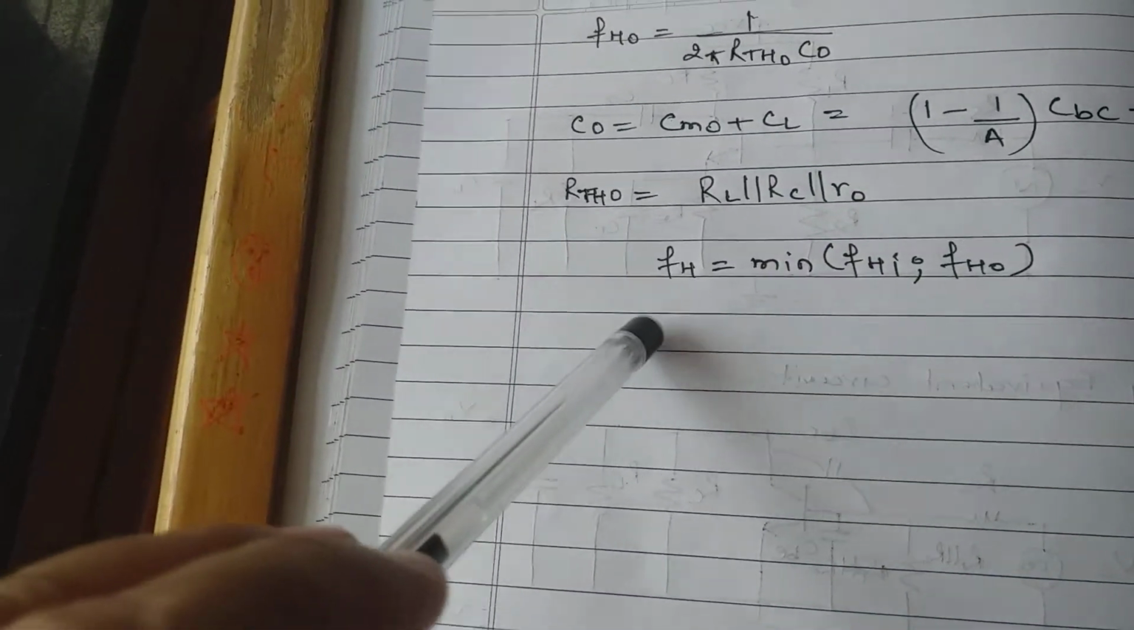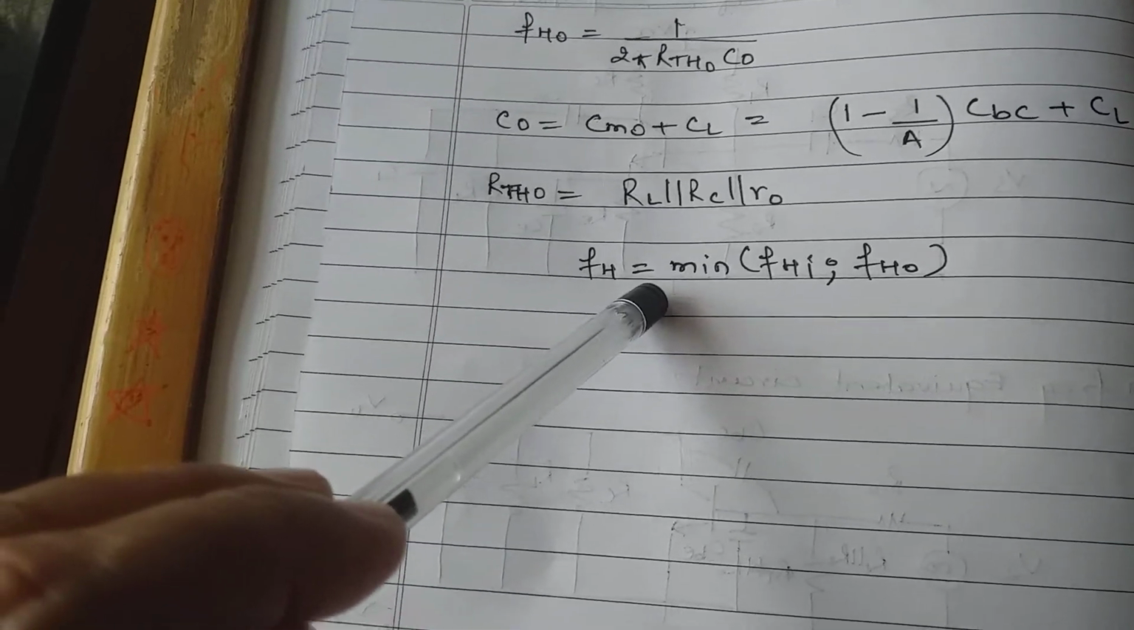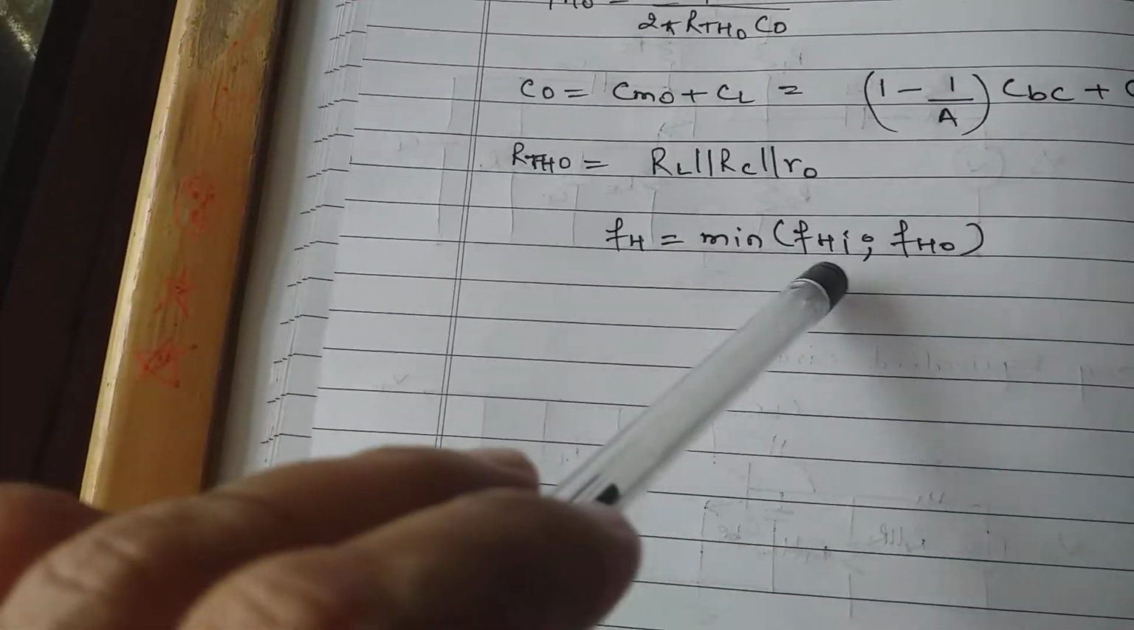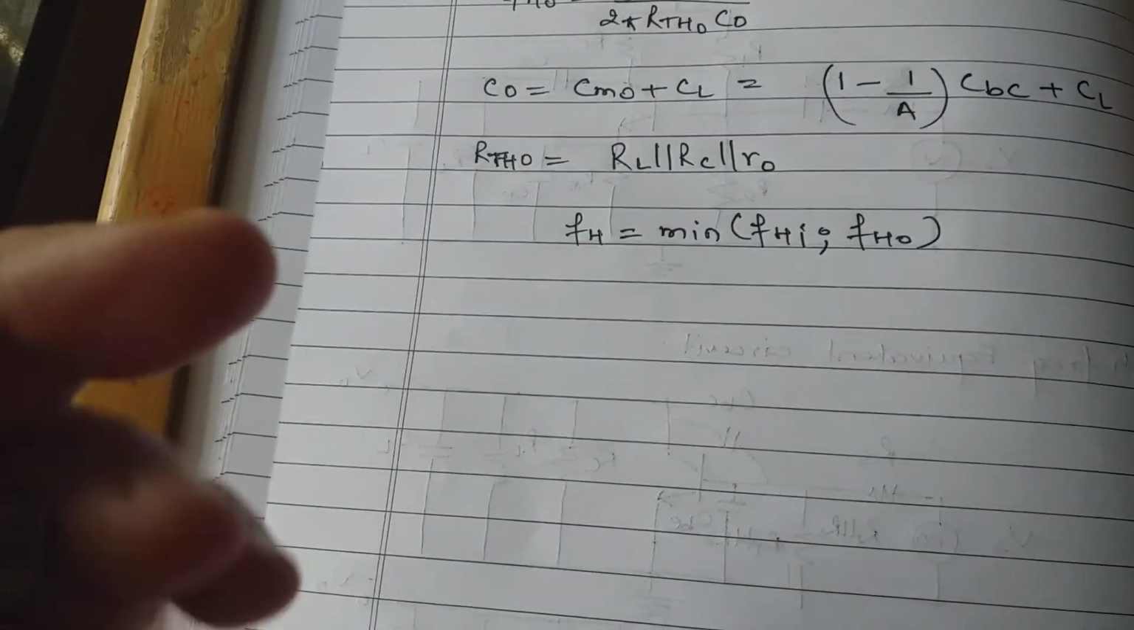Now which one we have to consider? High frequency we have to calculate. So the high frequency will be the minimum of these two, the minimum value of these two. Got it? Okay.